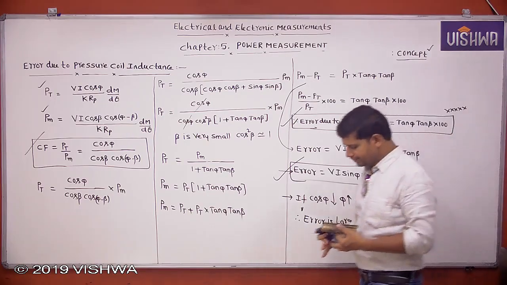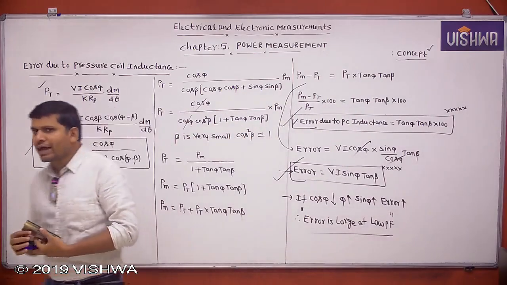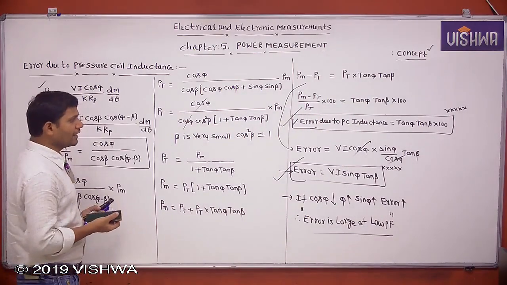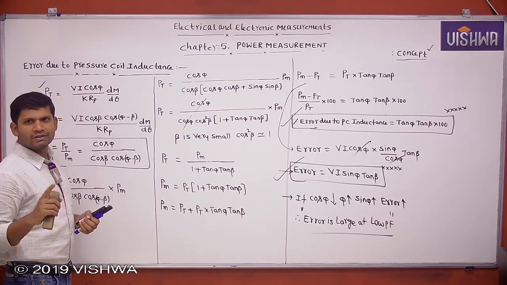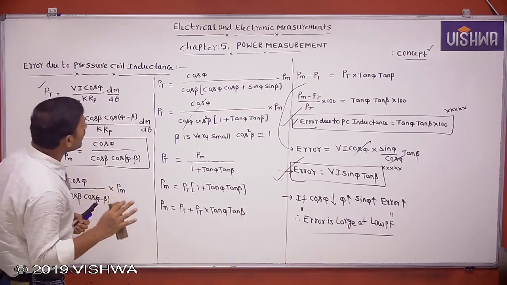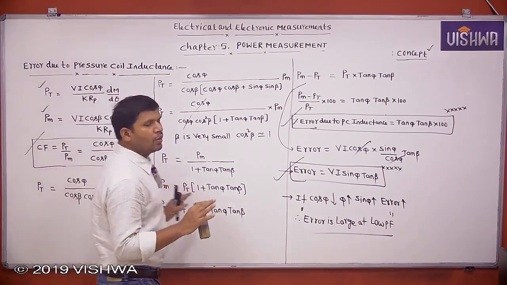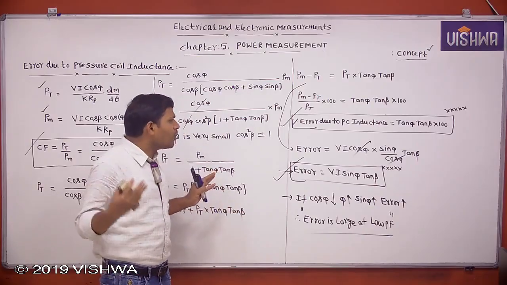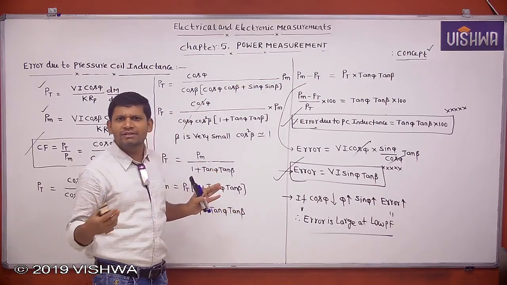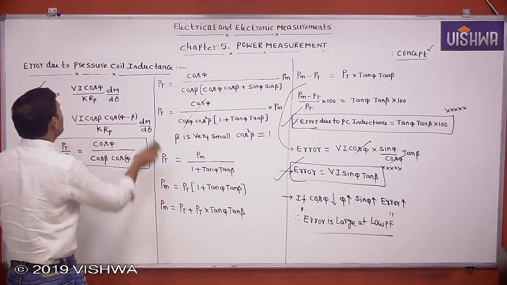Yes, over. So this is about the calculation of error due to pressure coil inductance. Now based on this, I want to give summary 2. I already gave summary 1. I told you already, if you want the concept, then follow it like this. Only for quick reference, whatever summary I am giving, you follow that summary. Okay. Then I am giving summary 2.